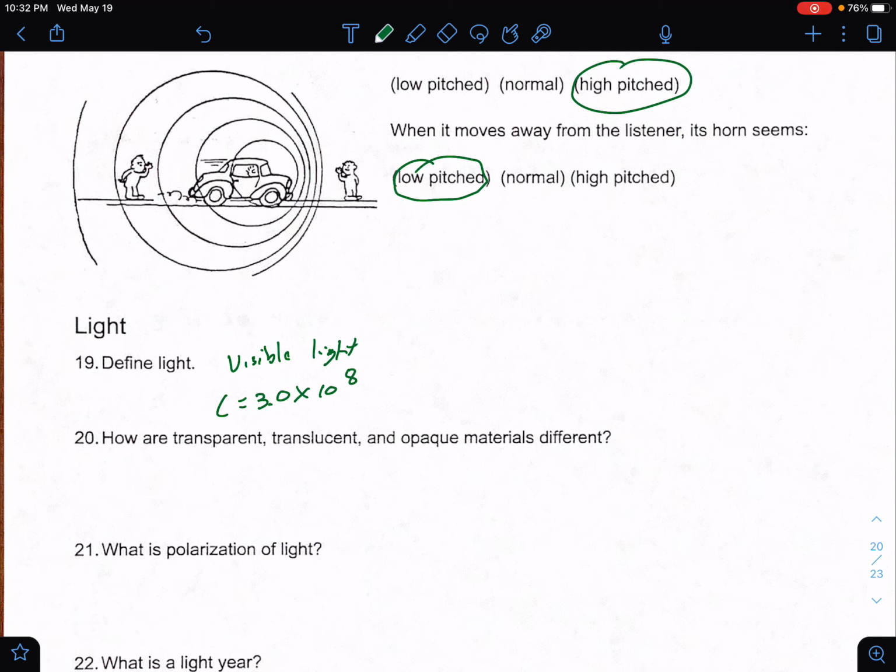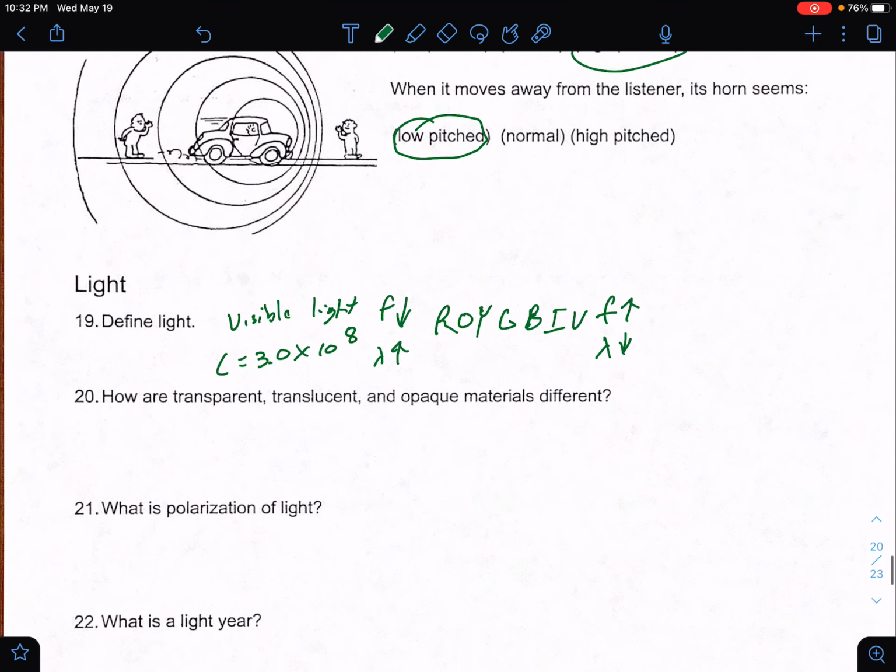When you think of your colors, you have ROY G. BIV. So red, orange, yellow, green, blue, indigo, violet all have the same speed, but what differs is the amount of the frequency. Your frequency is definitely going to be higher over here, and your wavelength is going to be lower on the right side. And red is going to be one of your lower frequencies and higher wavelength.